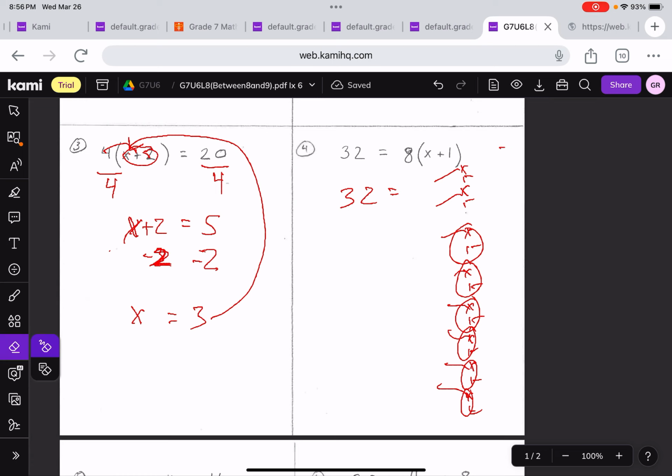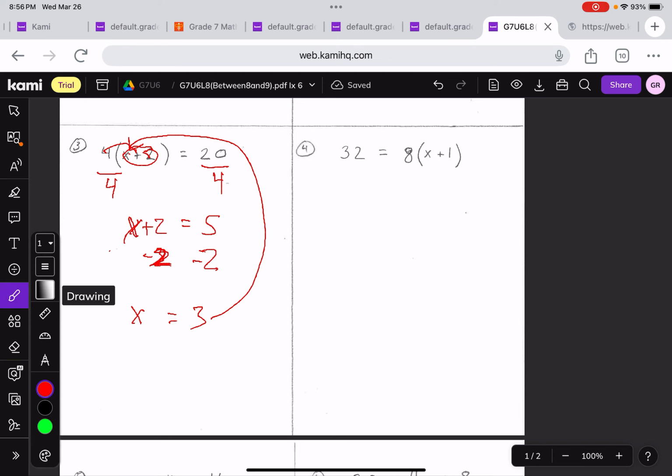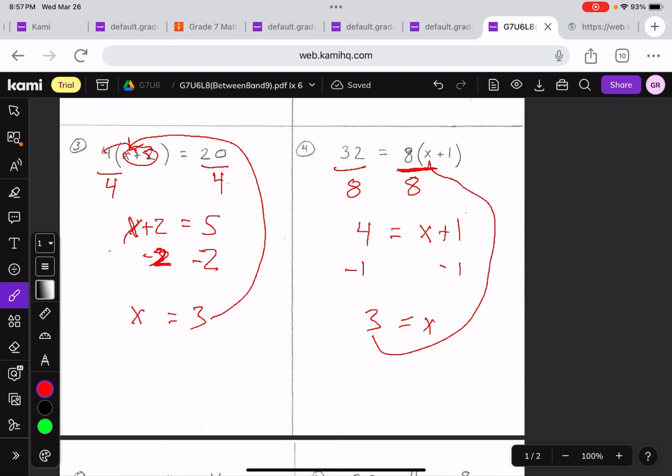So I could rewrite it just like number 3. I could have actually done that as well. In this case, it's actually longer if we do that. So if we just do it the old-fashioned way, I could just say, well, if there's 8 x's plus 1, if I split this 8 ways and I split this 8 ways, then 1x plus 1, which is also known as x plus 1, is going to equal 4. Then I got to take off 1 from each side, and I'll get x equals 3 again.